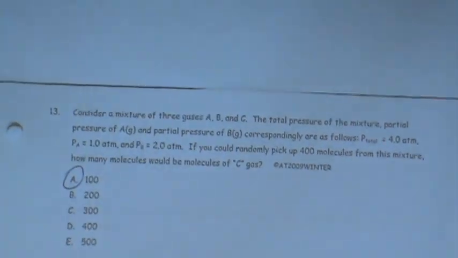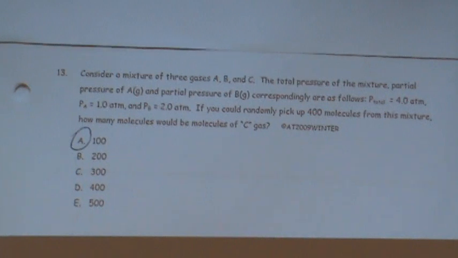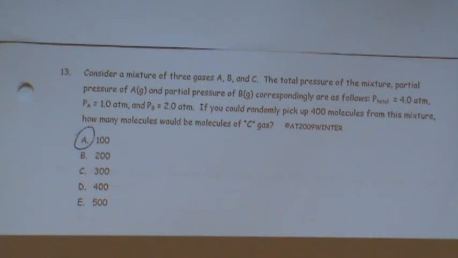So let's see how we do it, right? First of all, it talks about C. Isn't that right? It talks about C. So we're interested about C. That means we're interested about the pressure of C, the number of moles of C, because we talk about molecules of C. So immediately we see the problem is giving us A, B, total, but it doesn't talk about C. So the first thing that comes to mind is, can I calculate the pressure of C from the other ones?